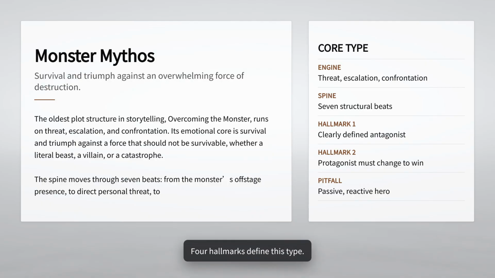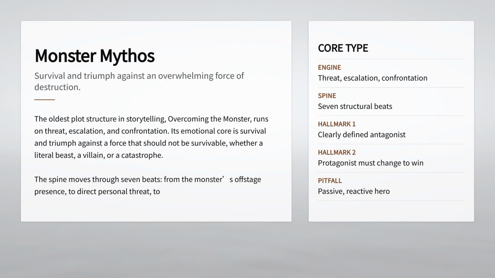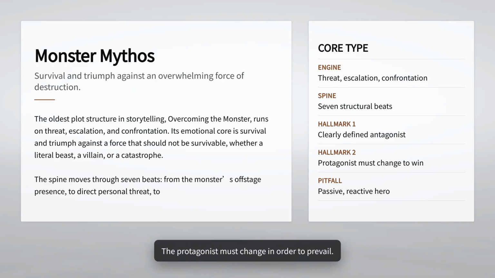4 hallmarks define this type. A clearly defined antagonist, whose nature the reader understands early. Escalating threat. Each confrontation leaves the protagonist worse off until the final one. A moment of apparent defeat or maximum danger before the final confrontation. The protagonist must change in order to prevail.